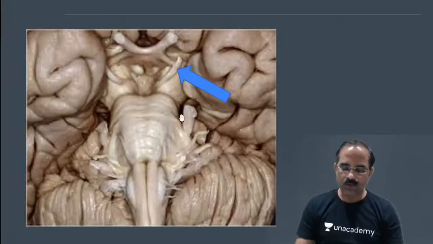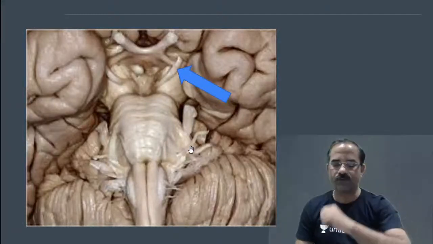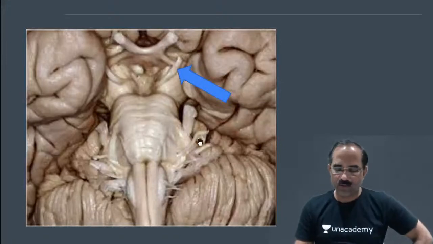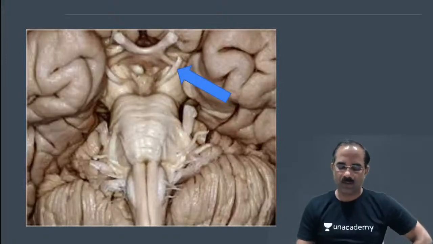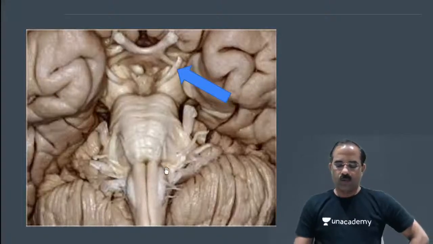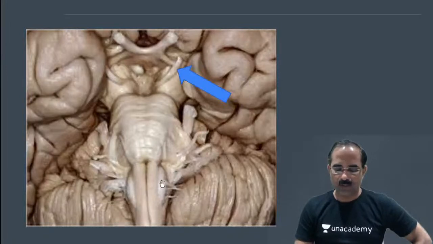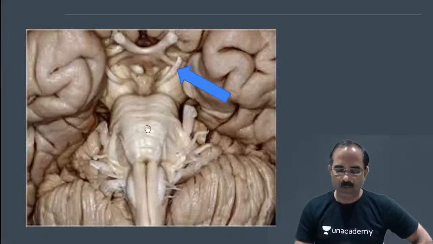What is the nerve attached at the junction of pons with the middle cerebellar peduncle? This is the trigeminal nerve. Perfect. What is this elevation? That's the medulla here. What is this junction known as between the pons and the medulla? This is what we call the pontomedullary junction.